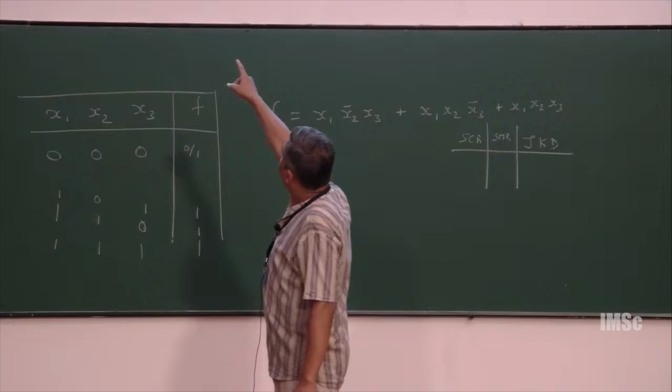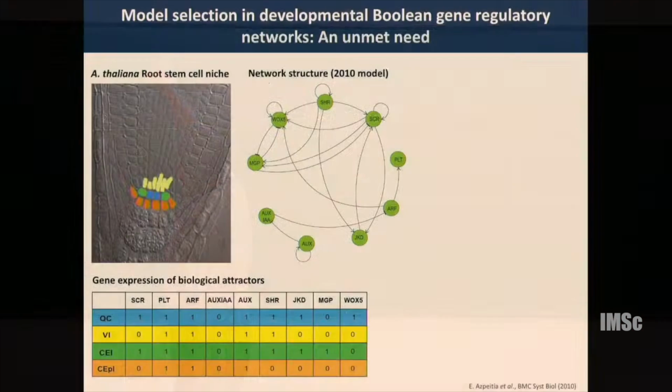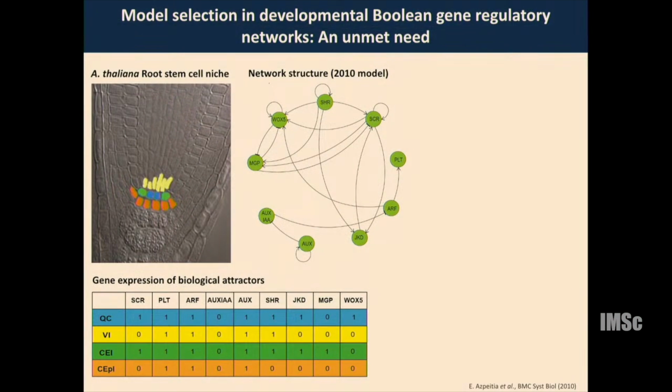Let's look at the combination. If you look at the first attractor, these attractors are given. When SCR is 1 and SHR is 1, then JKD is 1. So basically you are writing a two input function, and these are the four rows. Based on the first attractor, this is already fixed. You can't do anything with it.